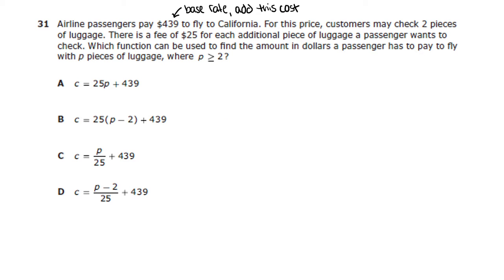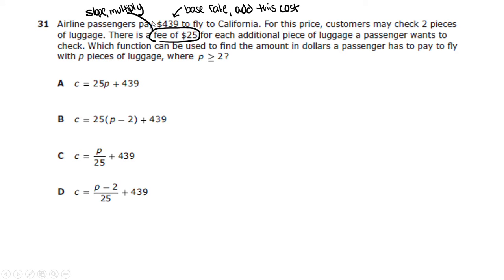Okay, so first hint. The first sentence says the airline passengers have to pay $439 no matter what. So that means we have to add that cost to our equation. Well, all of them have 439, so that doesn't help very much. The next sentence says the customers may check 2 pieces of luggage. That means 2 pieces are free. Other than that, they have to have a fee of $25.